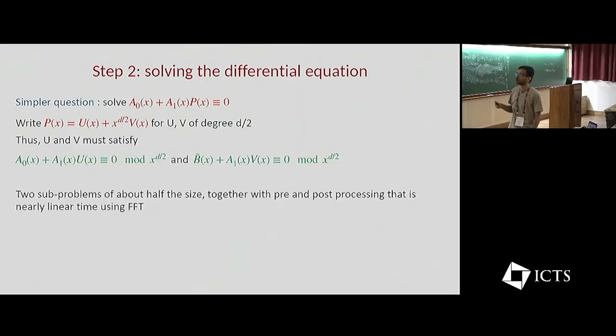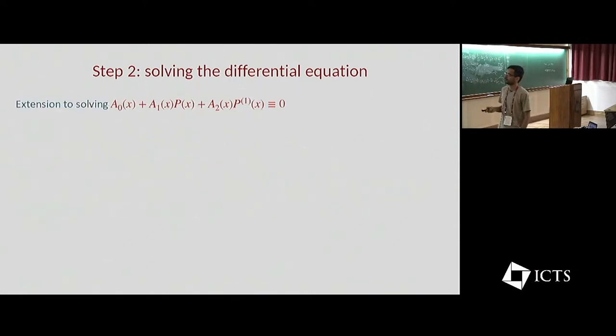So what we get is two problems of half the size together with some pre and post processing, all of which is nearly linear time. And we recurse and do this log n steps. We get a nearly linear time algorithm for solving equations like this. Great. Now let's get to equations like this. I'll stop in 30 seconds.